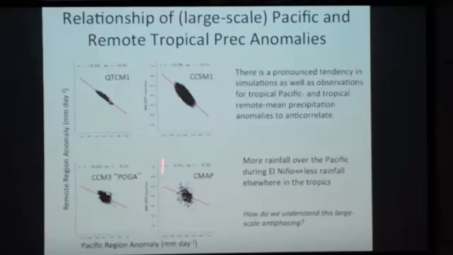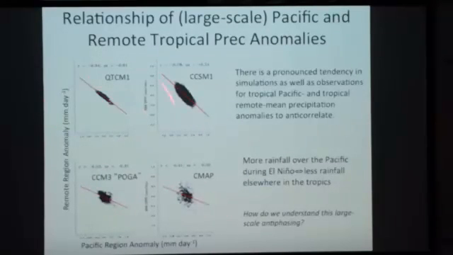The remote tropical precipitation anomaly, averaged over that green box from the slide before, plotted against the average precipitation anomaly in the tropical Pacific, shows a negative relationship between them. If the Pacific, in this large box average, is above normal rainfall, the remote tropics is below normal, and vice versa. Some models maybe have a stronger tendency toward that anti-phasing.